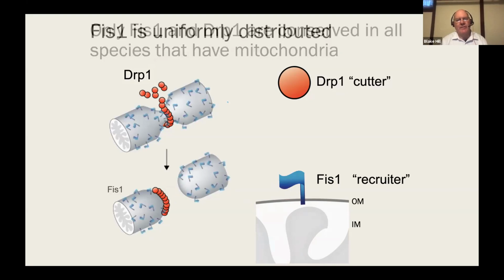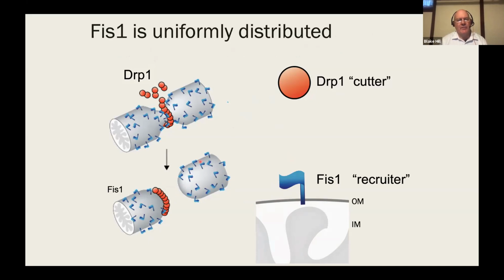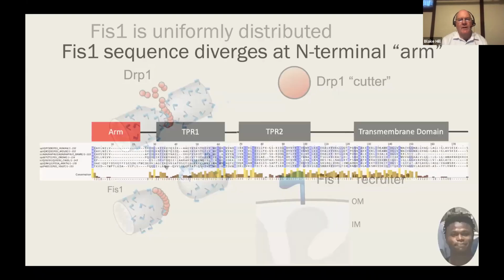And curiously, FIS1 is uniformly distributed on the surface of the mitochondria, but DRP1, which is primarily cytoplasmic, is recruited to specific sites of scission. So this suggests that something else is going on here to determine a site of scission. And that's an important question that we and others have been trying to answer for some time now.